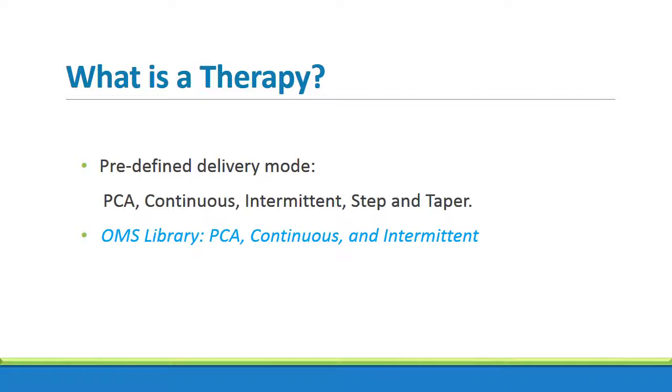Intermittent is mainly used for antibiotic therapy. It allows the infusion of a specific volume at regular intervals throughout the day and over a specified duration. Still using vancomycin as the example, if it were ordered more than once a day, for instance every 12 hours, we would choose the vancomycin protocol in the intermittent therapy.